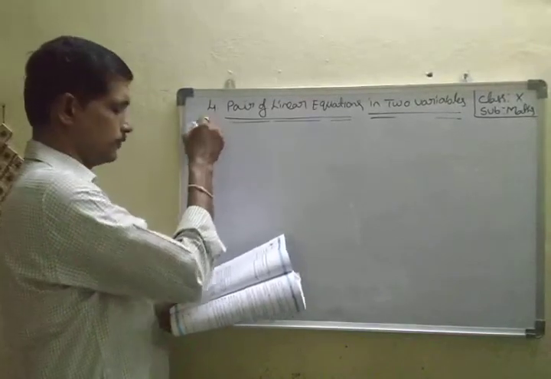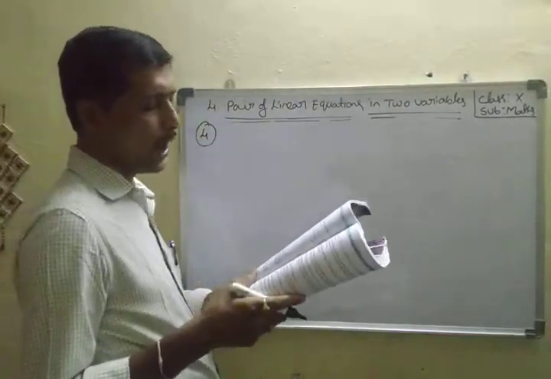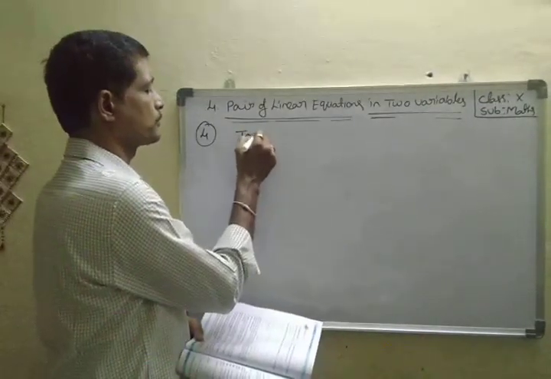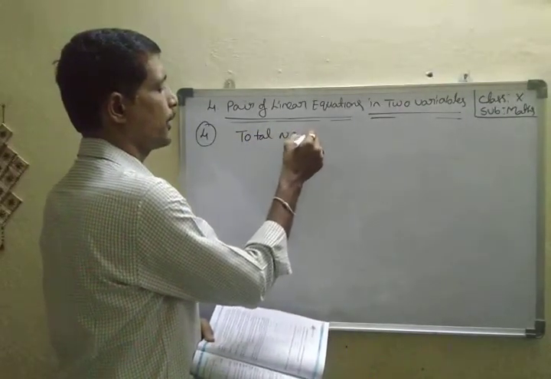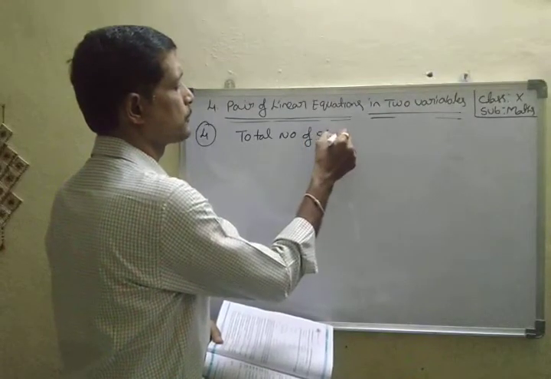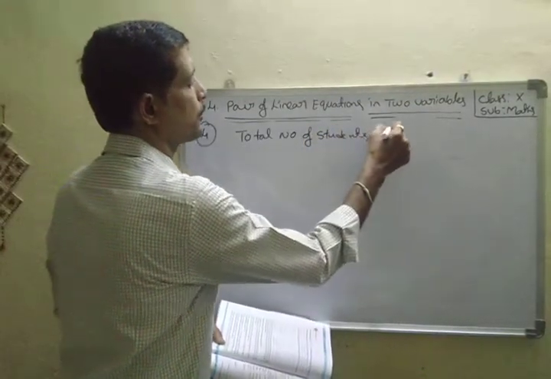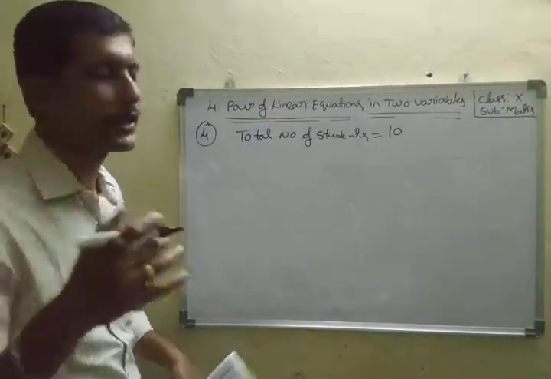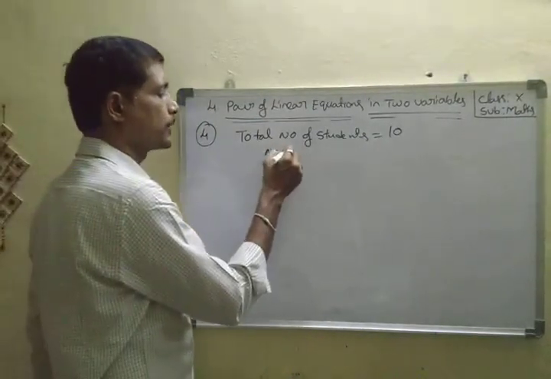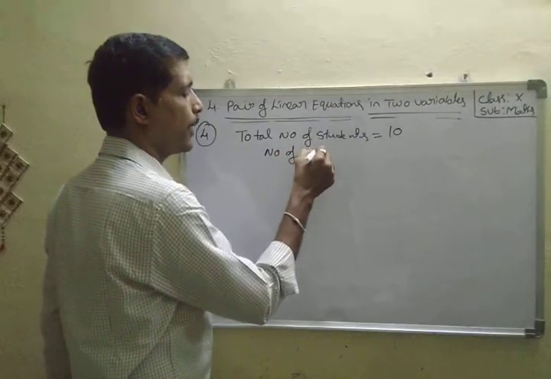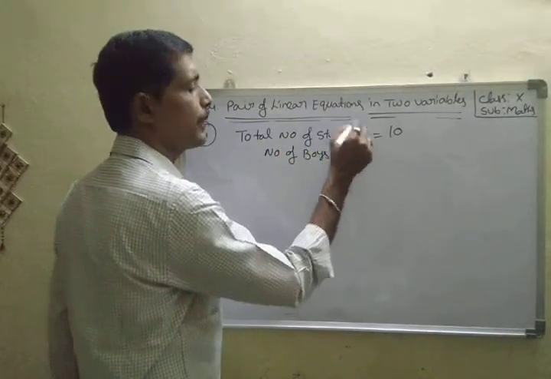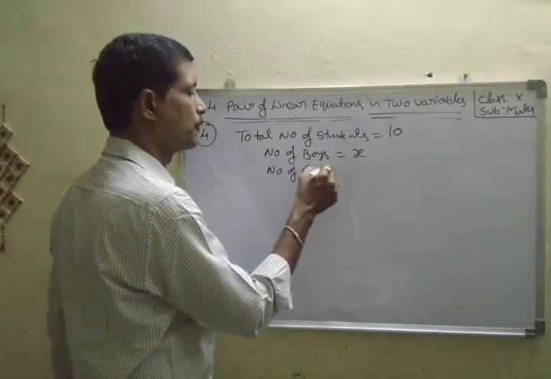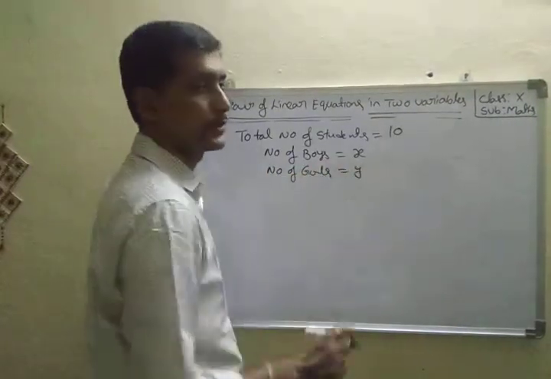Here, fourth question. Here 10 students are in class 10th. Total number of students equal to 10 members. Therefore, total number of students, that is boys and girls. Therefore, number of boys equal to x members, number of girls equal to y members.